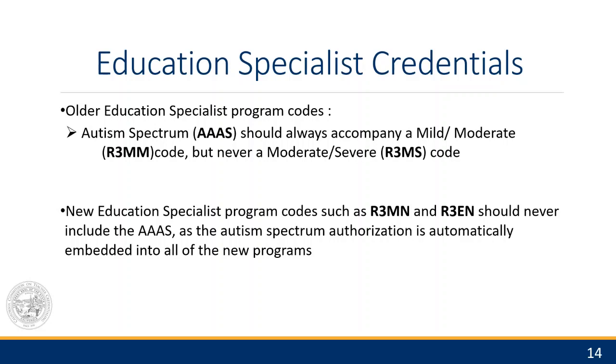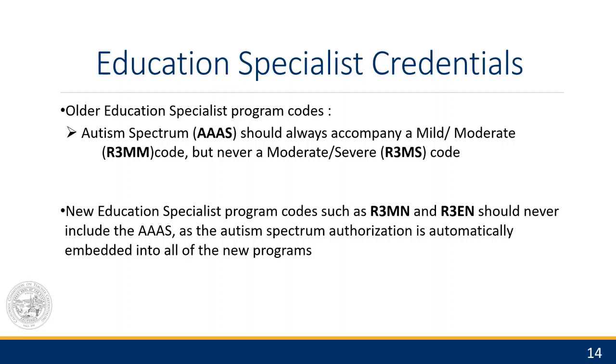For education specialist credentials, we're in a transitionary period, as many of you know, with the old codes and the new codes. For the older codes, we often see the autism spectrum disorder code missing, which we have to then add in before we can grant it, and that is the AAAS authorization code. That should always accompany any of the older mild moderate code, which is the R3MM. Think of those two as going together almost always.